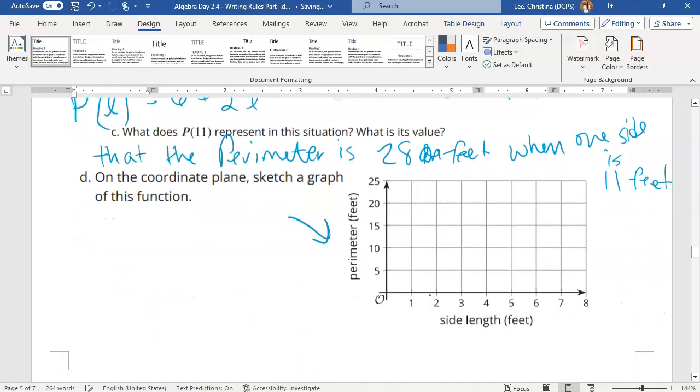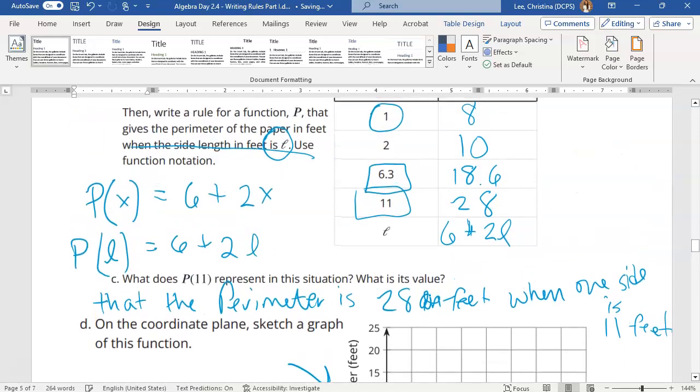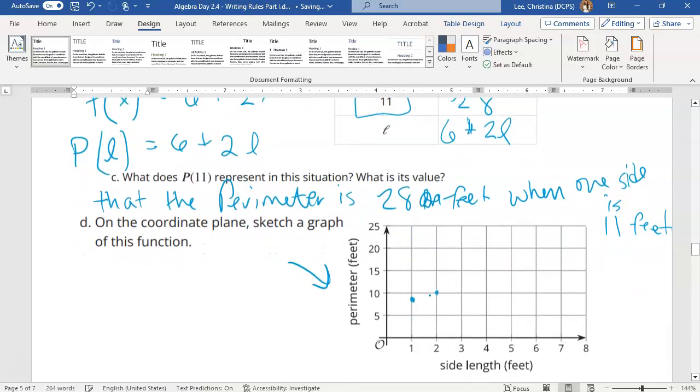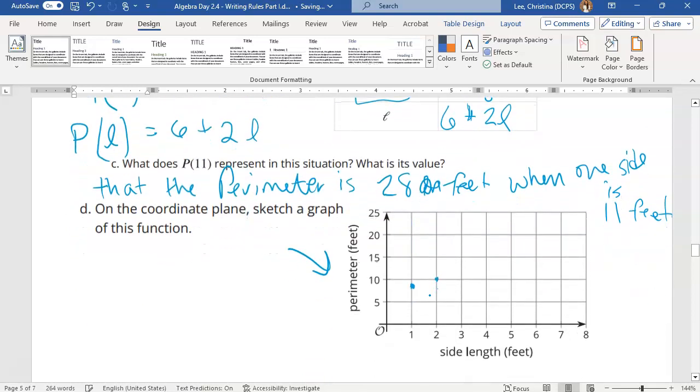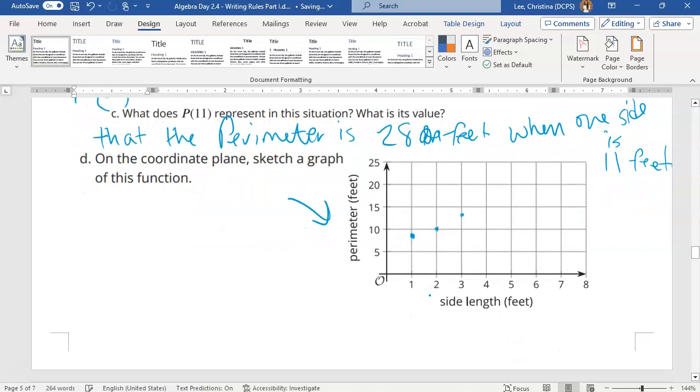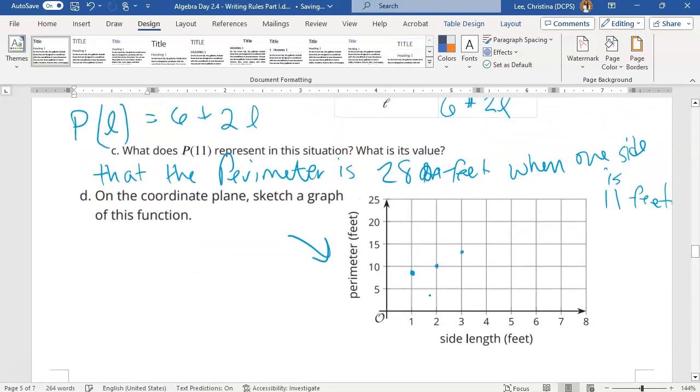And it's not going to be exact, right? 1, 8. You can kind of estimate. 2, 10. 3 would be 3 plus 3 is 6, plus 6 is 12. So just about here. And you'll notice this is going up at a constant rate. And so this will have a nice linear function constant here, right? Moving up at a very straight line there.